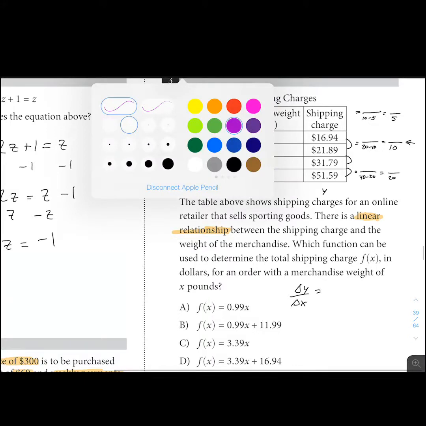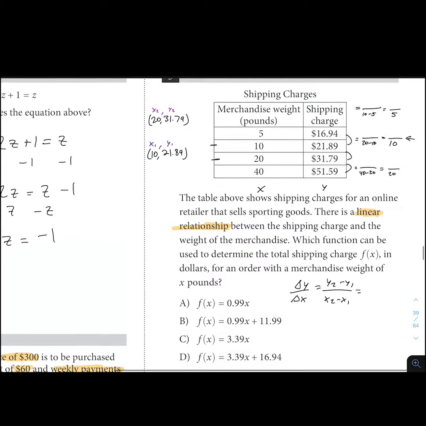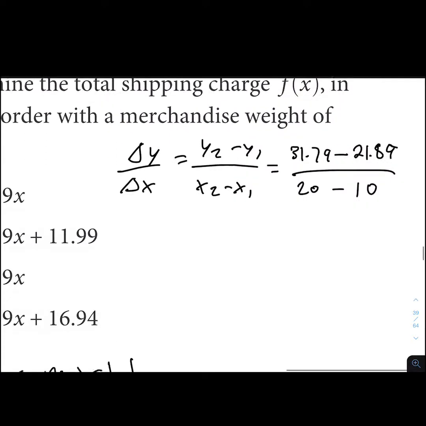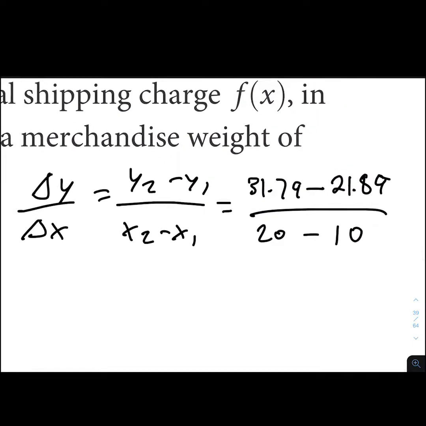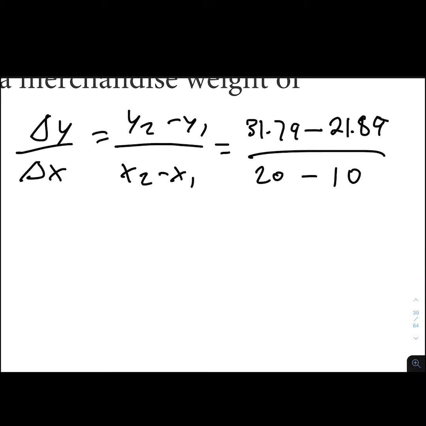The only reason why, because when I plug into y2 minus y1 over x2 minus x1, I'm going to have a 31.79 minus a 21.89. I just wanted to avoid any sign of negatives. Yes, it's still going to be the same answer, but since you're doing math by hand, it's nice to try to avoid any negatives. So plug in your x1 and y1 and your x2 and y2, and then you just work it out.